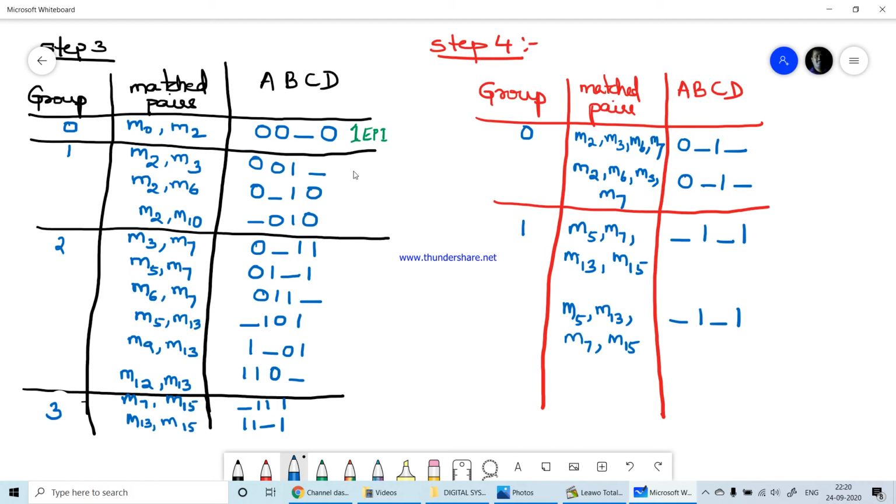Now M2, M3 was used for matching, so M2, M3 will be ticked. M2, M6 is again used for mapping, so it will be ticked. Now M2, M10 is not used for mapping, so it will not be ticked. M3, M7, yes, it was used. M5, M7, yes, it was used. See, M5, M7, it is used here. M6, M7, yes, it is used in the first matched pair itself. M5 and M13, yes, it is used here.